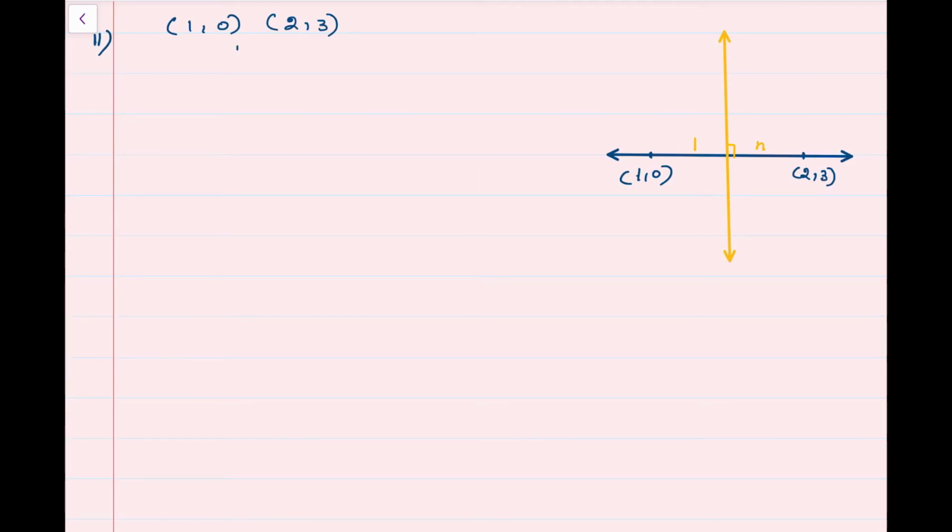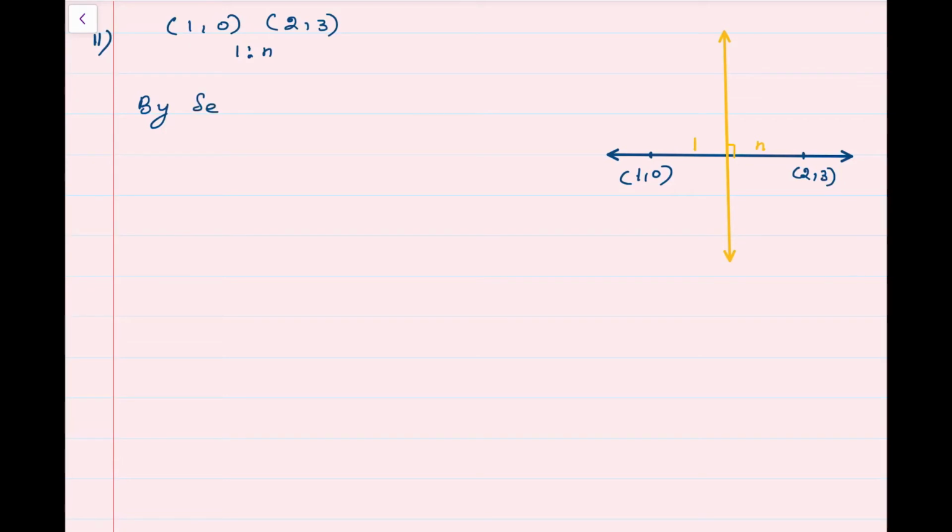Question number 11. A line perpendicular to the line segment joining the points (1, 0) and (2, 3) divides it in the ratio 1:n. Find the equation of the line. This line passes through the points (1, 0) and (2, 3). And the line which we have to find divides this line in the ratio 1:n, and it is perpendicular. Since the ratio is given, we will use the section formula. The points given are (1, 0), (2, 3) and the ratio is 1:n.